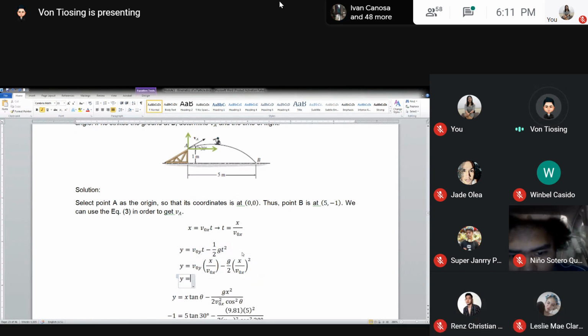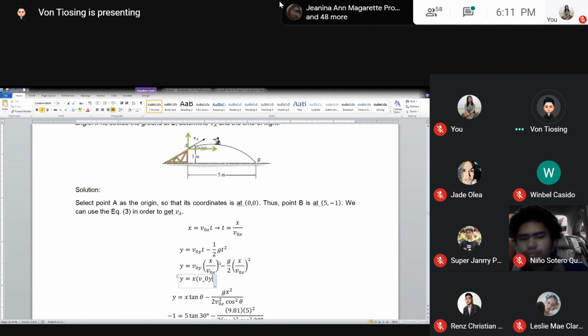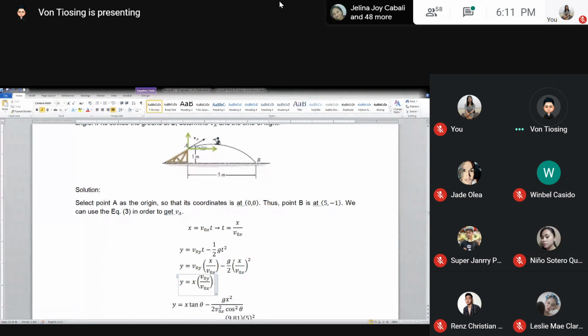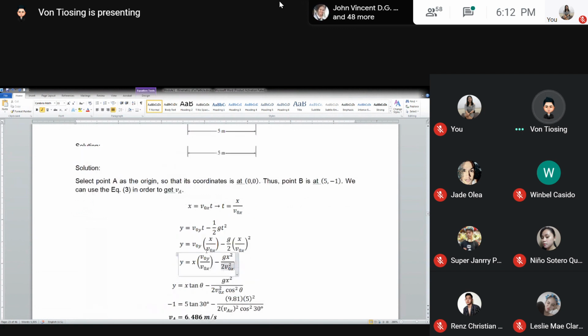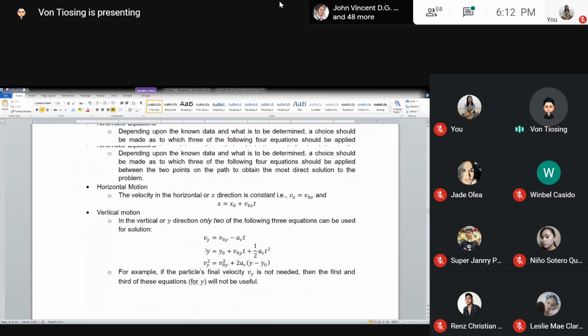Okay? So y is equal to what? Okay, we have x times v naught y over v naught x. Minus, this will become what? g x squared over 2 v naught x, na naka-square. Okay? So, what is v naught y and v naught x?